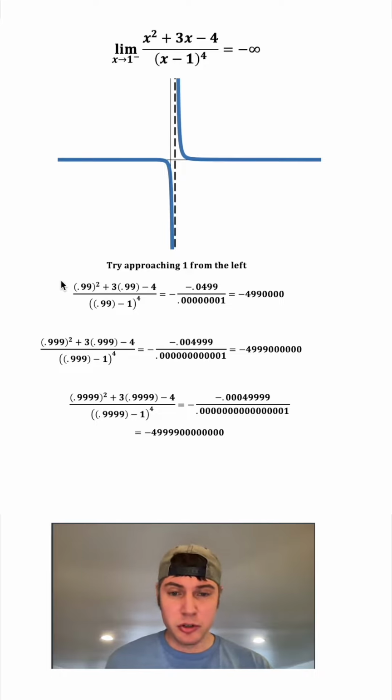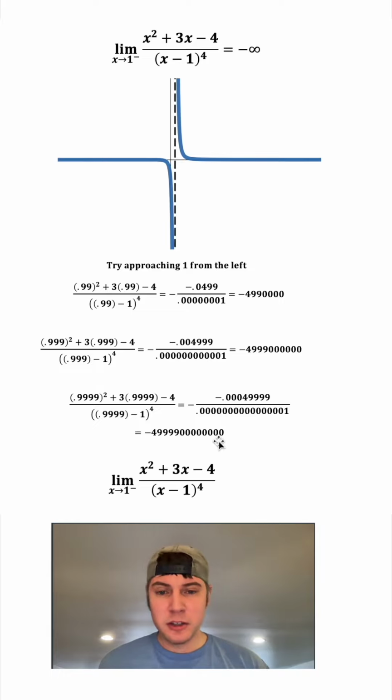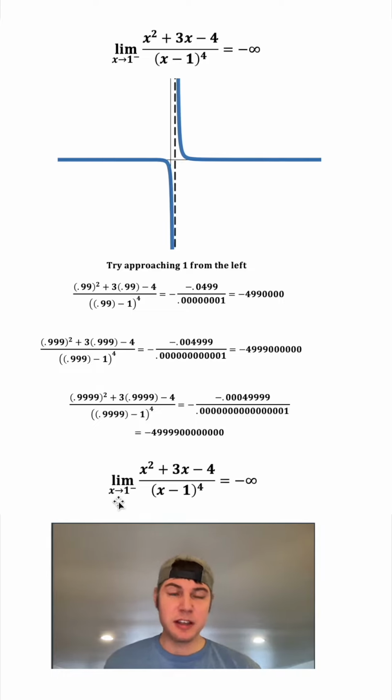As we get closer and closer to 1, this is just going to keep getting larger and larger in the negative direction. So that's why we can conclude that the limit as we approach 1 from the left is equal to negative infinity. And that's what all this stuff means. How exciting.